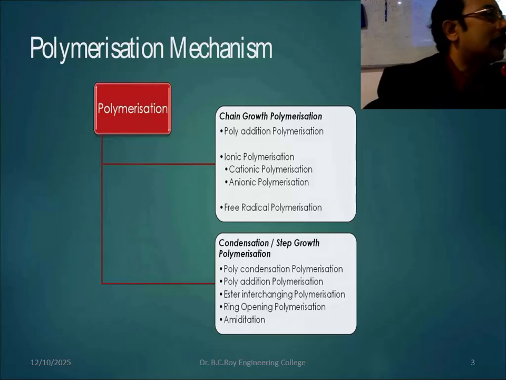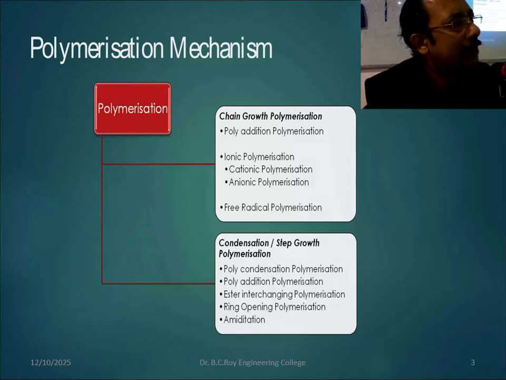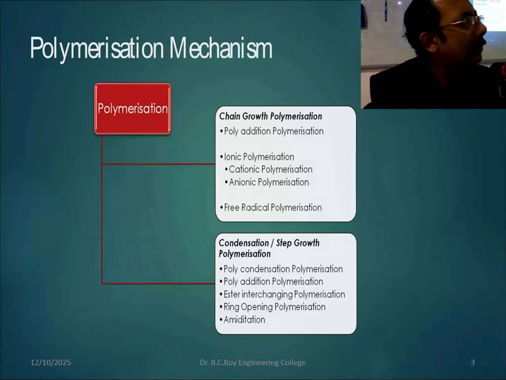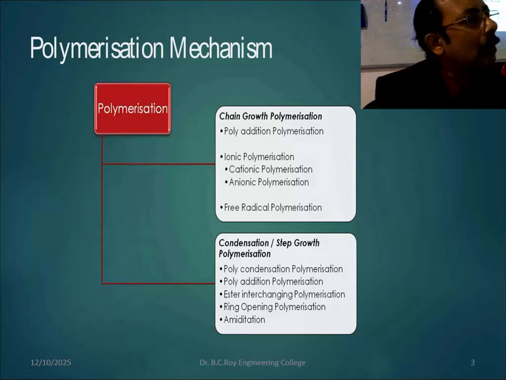Another one, condensation polymerization, always happens in polar solvent. What is condensation? Suppose you have an acid molecule and one amine molecule. What happens? Reaction between the two, you get amide. Amine is RNH2 and RCOOH is the acid. So the reaction happens and you get RCONHR. That is called amide.